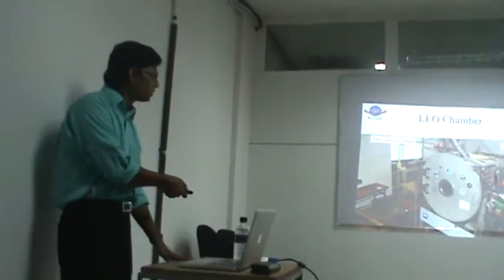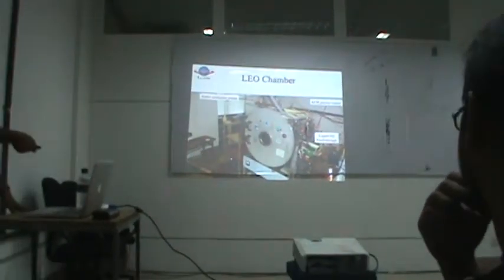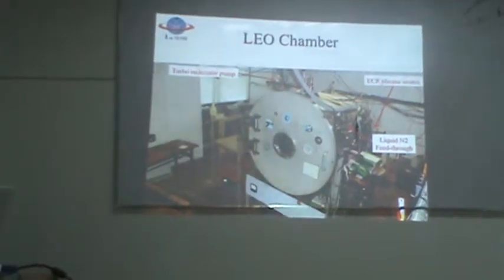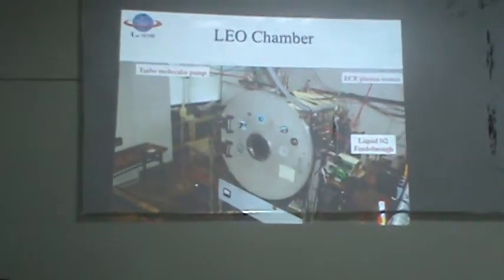So we can pass liquid nitrogen through this. This is a vacuum chamber. So liquid nitrogen always passes through some tube and makes the system cool.